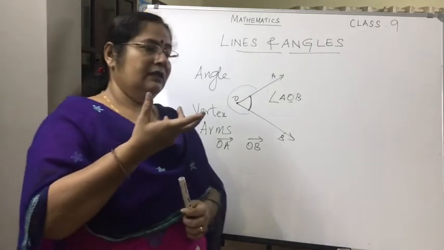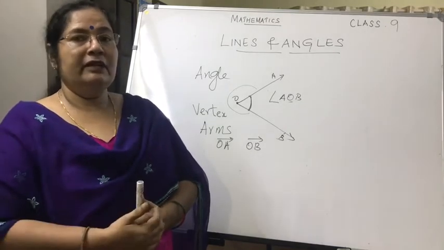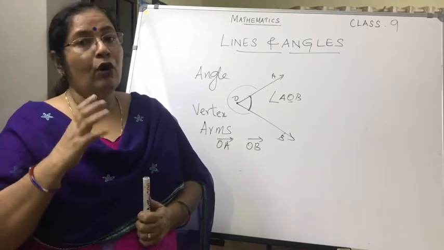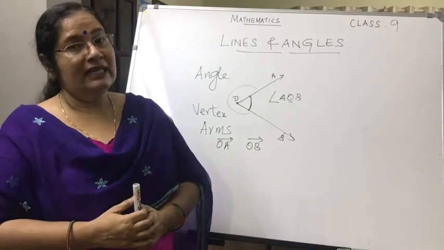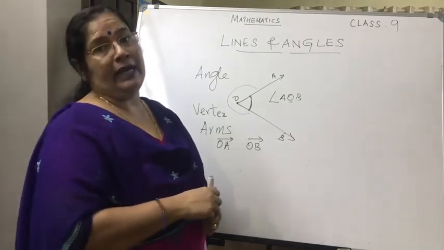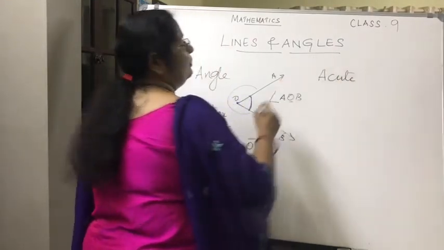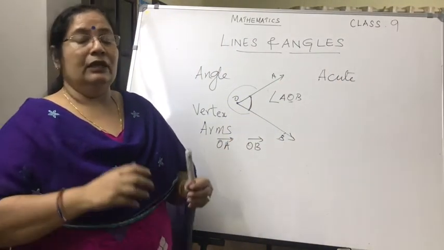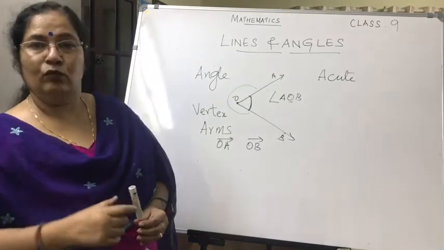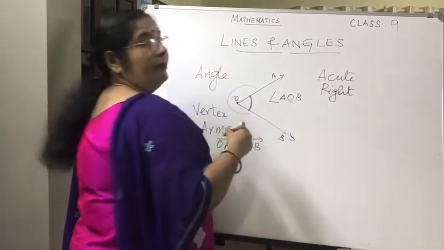First we will be learning types of angles based on their angle measurements. So all angles of measure less than 90 degrees, what do you call them? Acute angles. A-C-U-T-E. Acute angles. Then angle of measure exactly 90 degrees, what do you call it? Right angle. It is called a right angle.